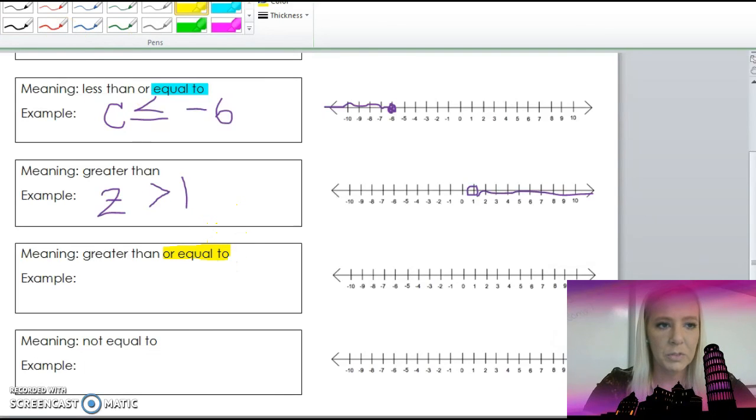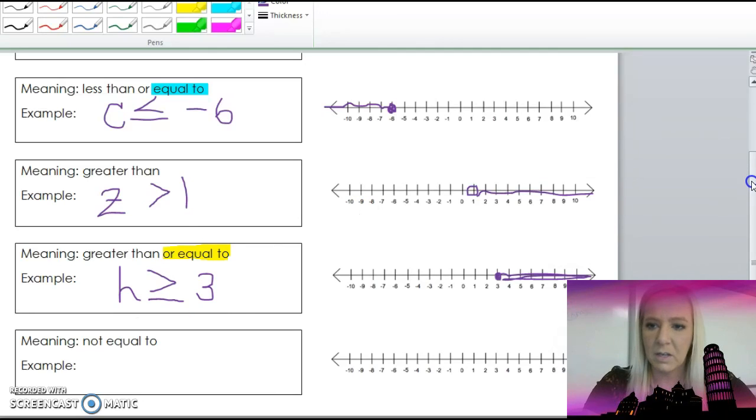Our next one is greater than or equal to. Again, that or equal to symbolizes I have to include that number or put the line underneath. Let's use H is greater than or equal to 3. So I'm going to have a closed dot at 3 and shade all of the numbers that are greater than 3, which is 4, 5, 6, 6.5, 6.6.